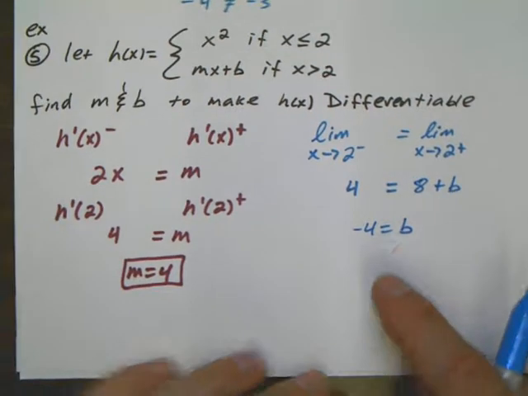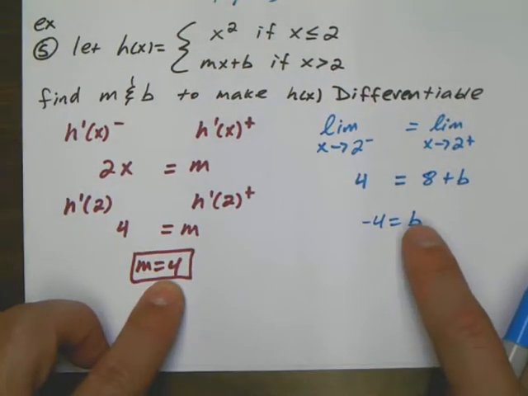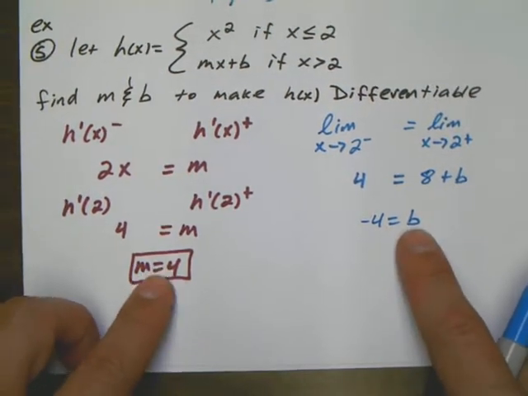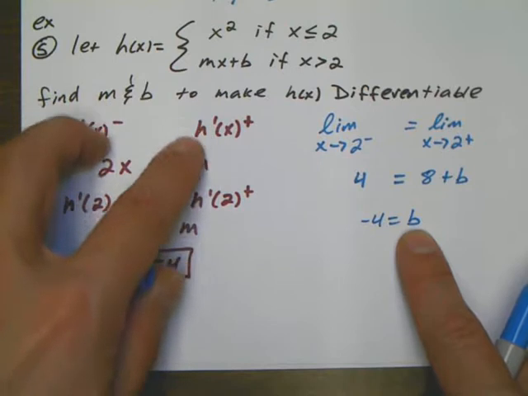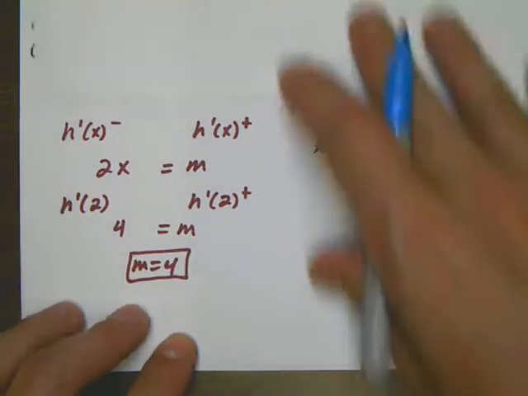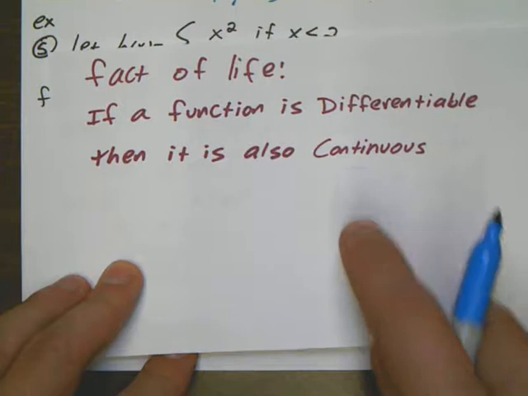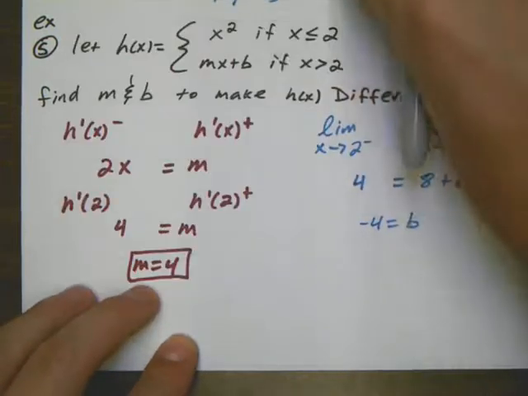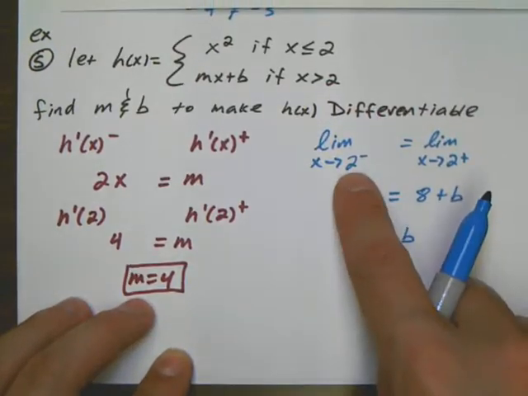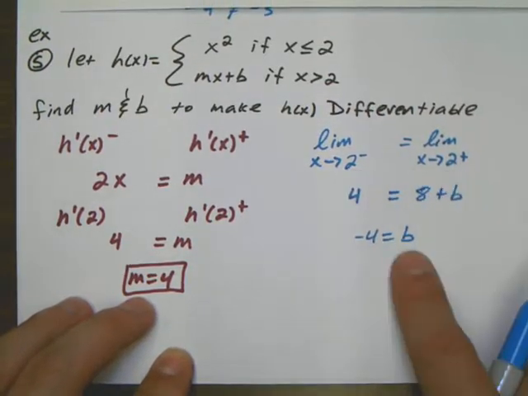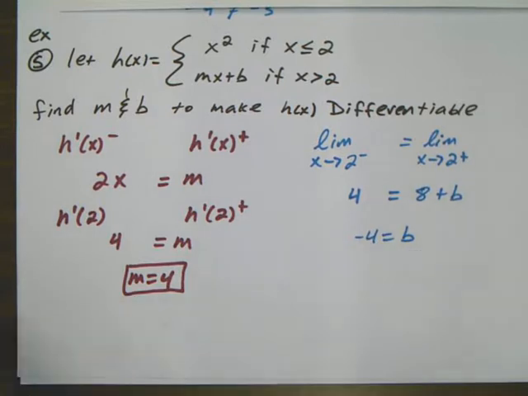So I found out my two unknowns, m and b. One I used differentiability, and the other one I used the fact of life that it's also going to need to be continuous, and continuity, limit from the left, limit from the right, got me the other unknown.